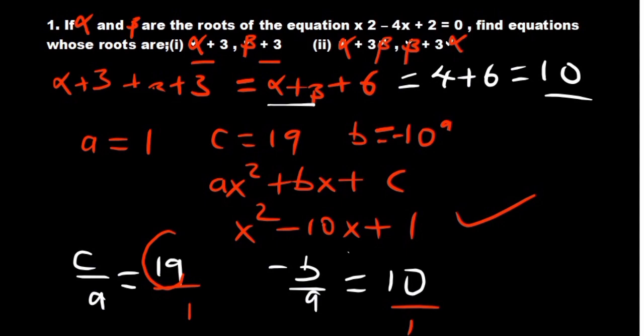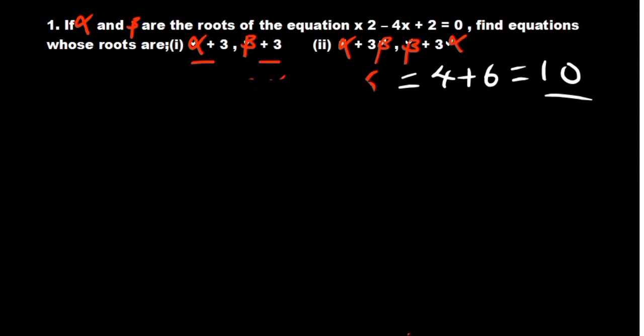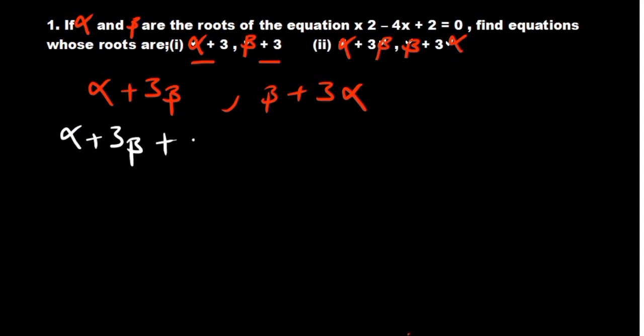Let's now work on the second part. You can pause the video and try it out. The roots of the new equation for the second part are alpha plus 3 beta, and beta plus 3 alpha. You can try it out. Like we said, we first need to find the sum as well as the product of the roots that you have. In this case, we are going to add alpha plus 3 beta to beta plus 3 alpha. The like terms are alpha adding to alpha.